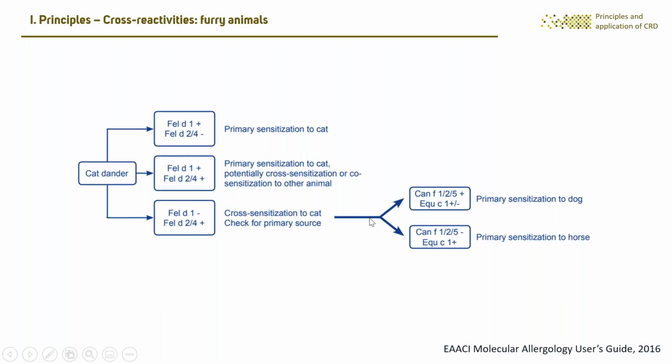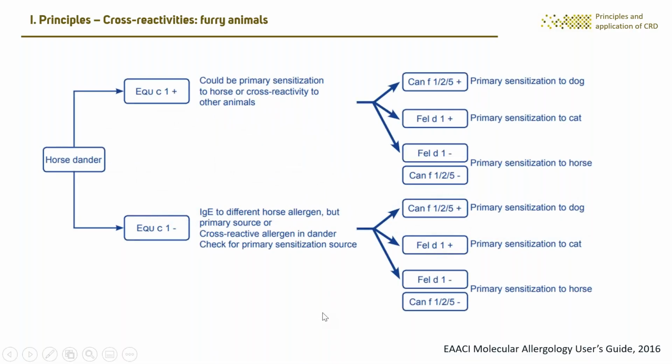And in such a case, you would need to do further tests using marker allergens from other sources like dog or horse. The same essentially is true if you have a patient positive to dog extract. Here you have marker allergens, Can f 1 to 5, specific for dog, telling you if the patient is truly sensitized to dog or rather cross-reacting based on genuine sensitization to another allergen source. And the same is true for horse. For horse, reactivity to Equ c 1 is not so unequivocally telling you that the patient is truly sensitized to horse. Here you have to consider reactivity to other allergen sources.